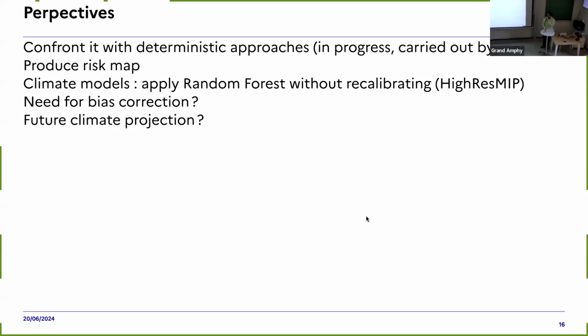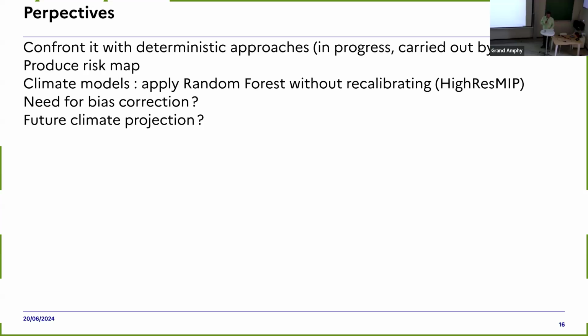So the next step also, as I said, would be to use that for climate models, especially high-res MIP simulations. And there are two issues we have to work on. First, maybe there would be a need for bias correction. I don't know if it's directly transferable to models. If there are huge discrepancies between ERA5 and the models, I don't know what the capability of this approach would be.